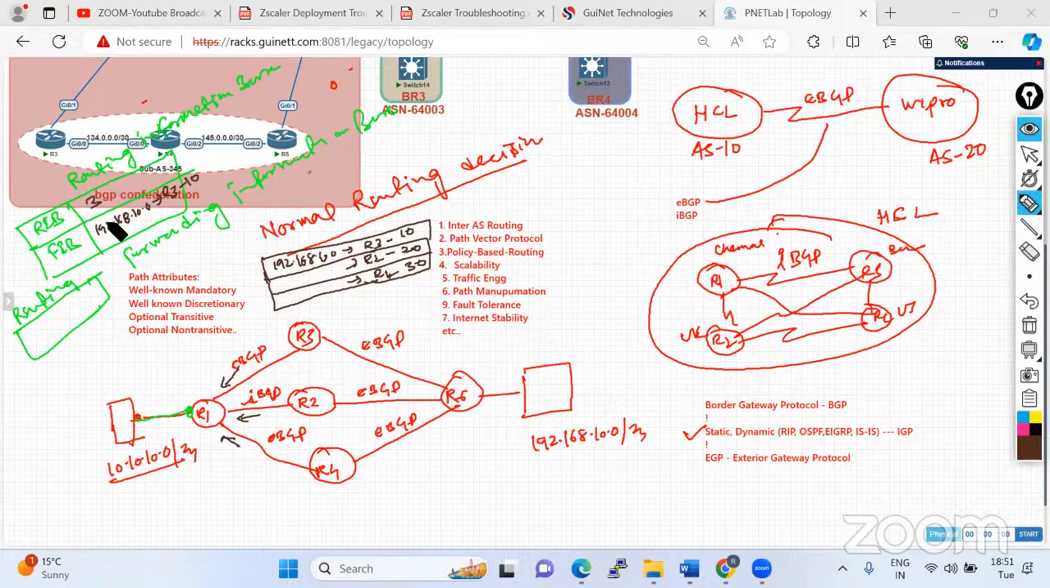All three possible routes are available in the RIB table, but the best route is going to be installed in the FIB table. And this best route is always going to populate in the routing table. Okay, so I hope you understand the concept. The RIB is a collection of all possible routes. The FIB is a collection of only the best routes.